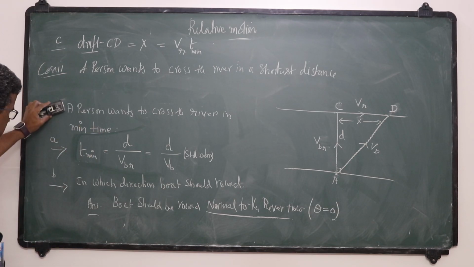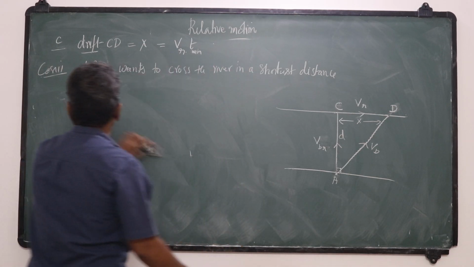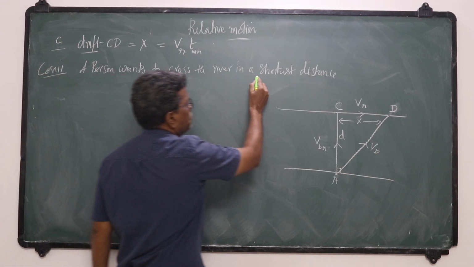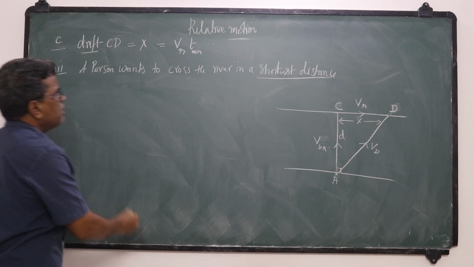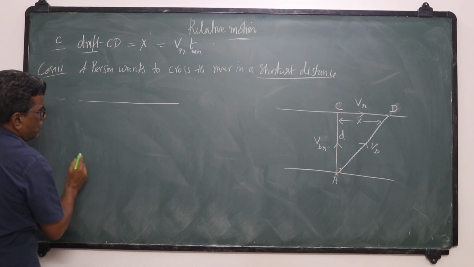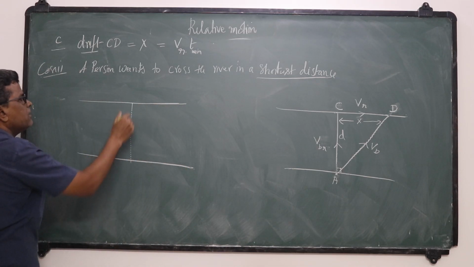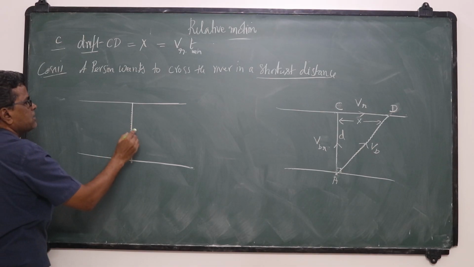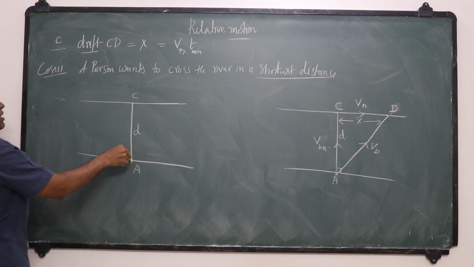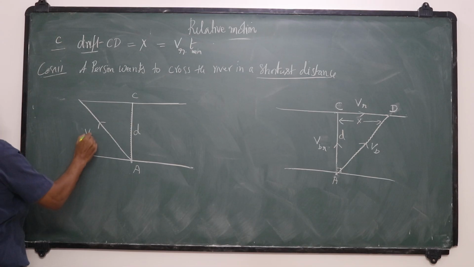Now case 2 is a person who wants to cross the river in the shortest distance. So shortest distance means here the drift should become 0. So I will draw this as a separate case. This is the shortest distance, d, A to C. So in which direction should the boat be rowed? In this direction. So that is VBR.